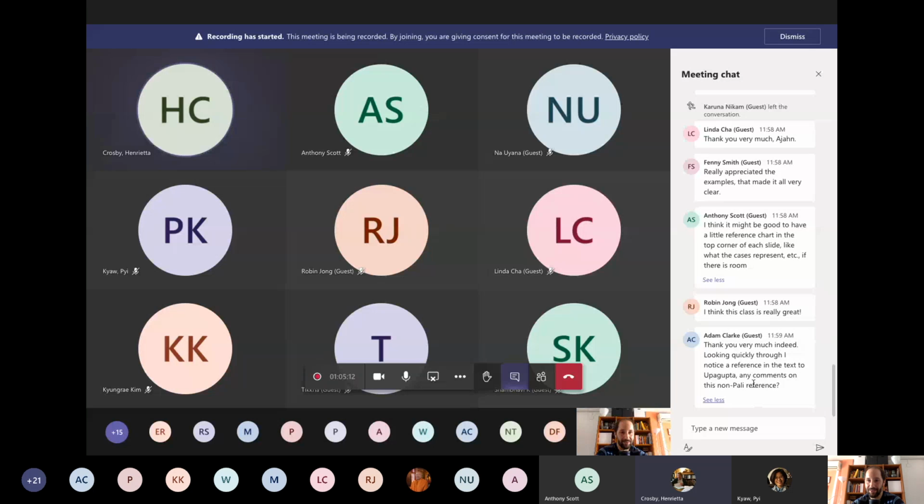So there's a question from Adam. Can you see that, Aleix? Yeah, thank you very much indeed. Looking quickly through, I noticed a reference in the text to Upagupta. Any comments on this non-Pali reference?